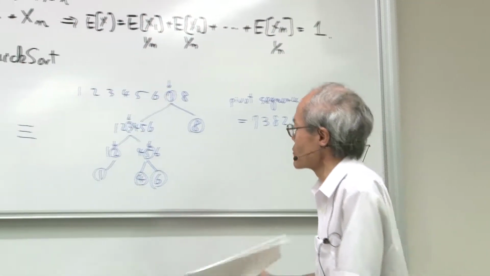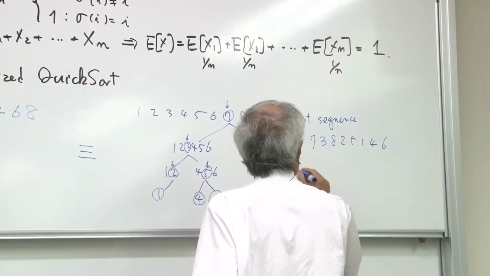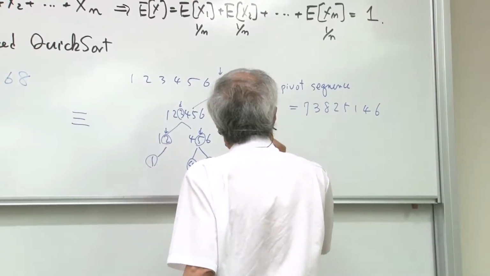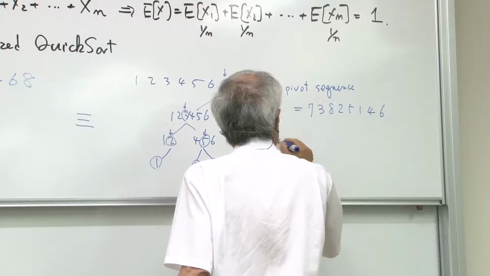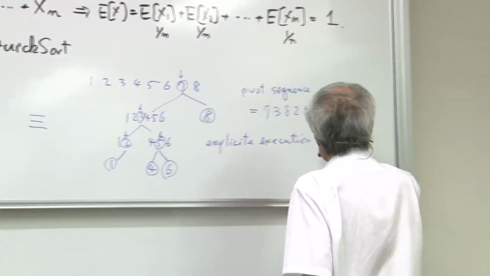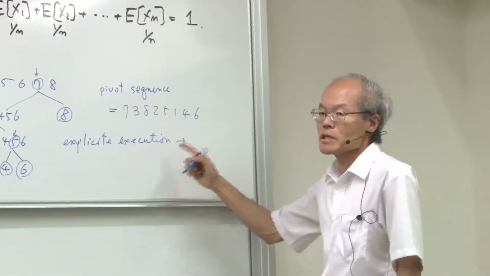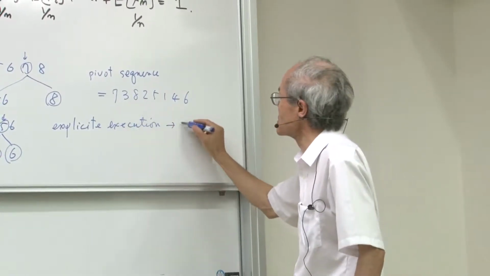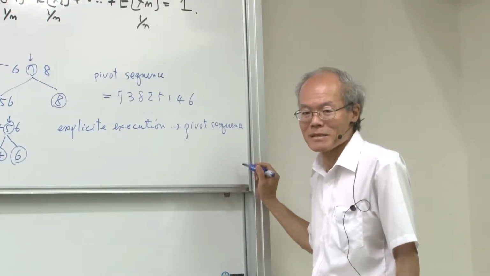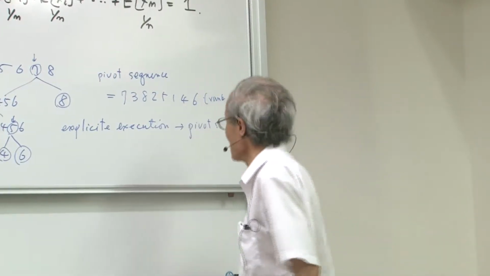So, the sorting process, the execution. If we are given an explicit execution sequence, then we can get a pivot sequence. But the pivot sequence, this is a random permutation. It's a permutation, sorry.